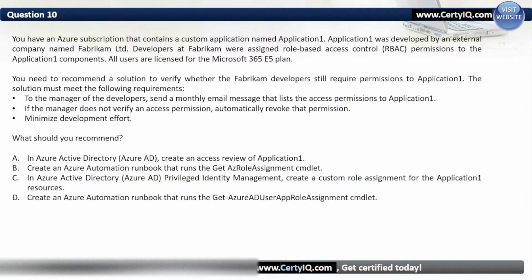Question 10. You have an Azure subscription that contains a custom application named Application 1. Application 1 was developed by an external company named Fabricam Limited. Developers at Fabricam were assigned role-based access control permissions to the Application 1 components. All users are licensed for the Microsoft 365 E5 plan. You need to recommend a solution to verify whether the Fabricam developers still require permissions to Application 1. The solution must meet the following requirements. To the manager of the developers, send a monthly email message that lists the access permissions to Application 1. If the manager does not verify an access permission, automatically revoke that permission. Minimize development effort. What should you recommend?